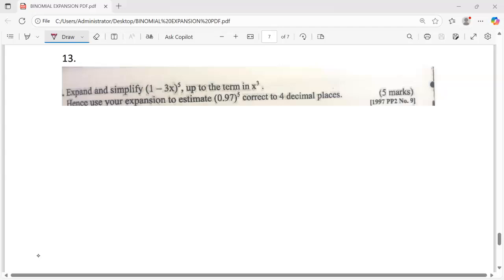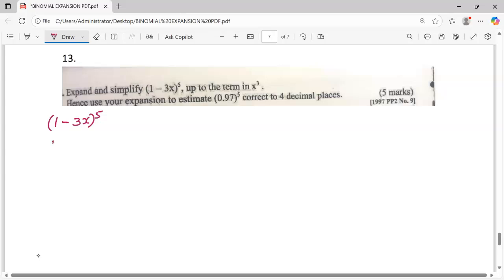This is KCSE 1997 paper 2 number 9, a question on binomial expansion. The question reads, expand and simplify (1 - 3x)^5 up to the term x cubed. Hence use your expansion to estimate the value of 0.97 raised to the power of 5 correct to 4 decimal places. As usual, we are going to bring down the expression, which is (1 - 3x) raised to the power of 5.